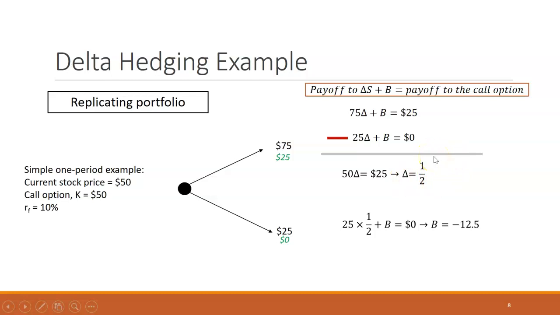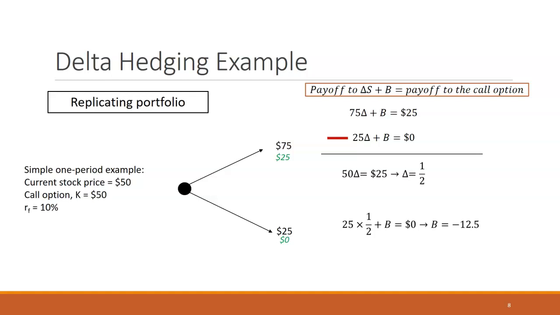So that says the replicating portfolio should start by owning 1/2 shares. Then I have to solve for B, and I can substitute back into my equation here, knowing that delta is 1/2, and solve either one of these for B. I'll substitute in here, so 25 times 1/2 plus B has to equal 0, so B is equal to minus 12.5. The minus sign tells you that you're borrowing money, and you're going to have to pay it back in the future.